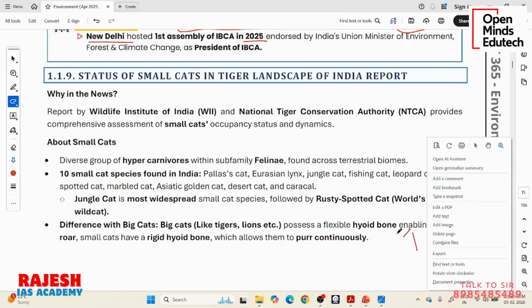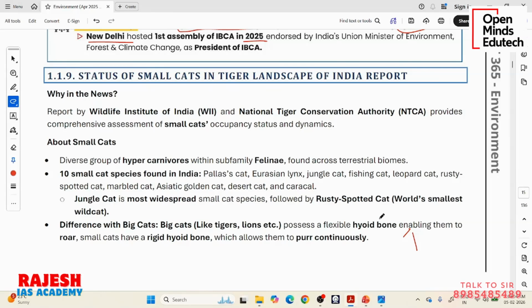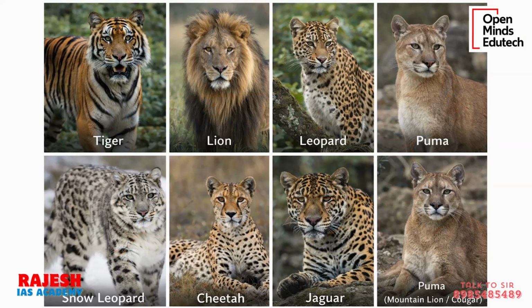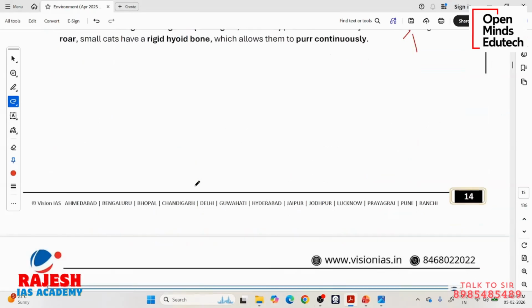But the problem is, some big cats like snow leopard cannot roar, okay, and also cheetah cannot roar. So these two are seen as big cats, okay. There is no hard and rigid classification. Usually saying big cats can roar, small cats cannot roar. That is the usual classification.